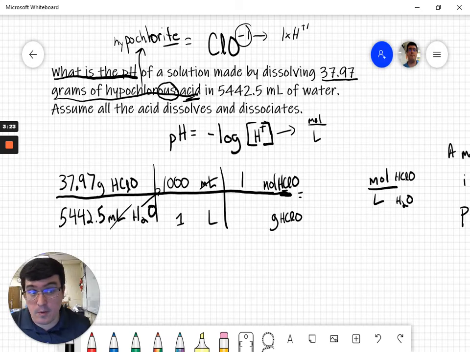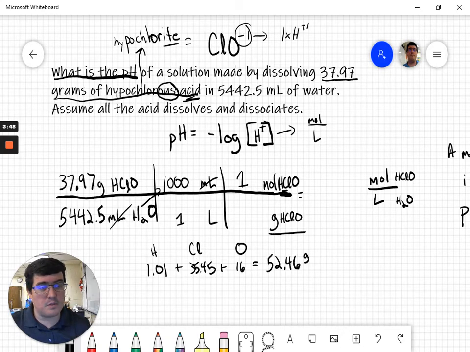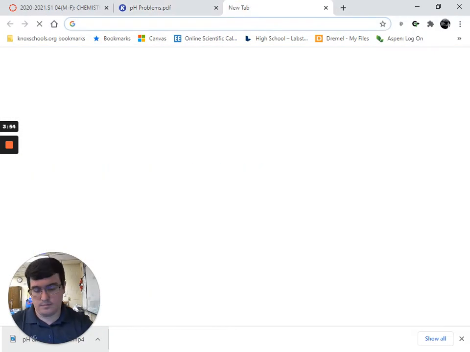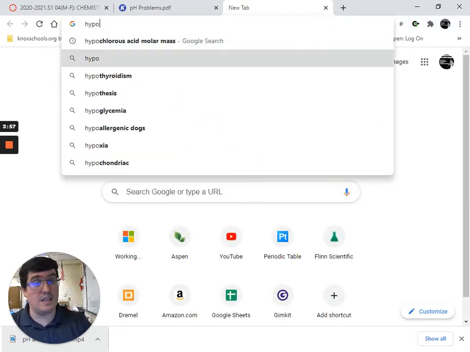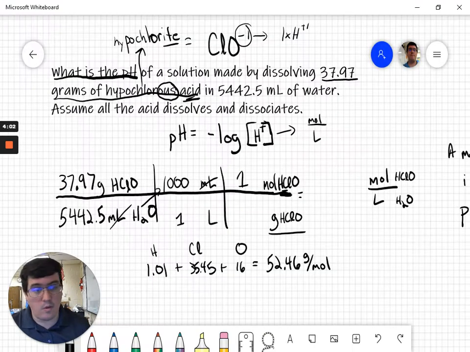A 1 always goes in front of moles. And the periodic table is where we get grams. So when I go look at the periodic table, hydrogen is 1.01. We're going to add to that the chlorine, which is 35.45. And we're going to add to that oxygen, which is 16. And if I did all that correctly, I should get 52.46 grams per mole. I can also just pull up Google. And it is something I've Googled recently. And we get 52.46 grams per mole.